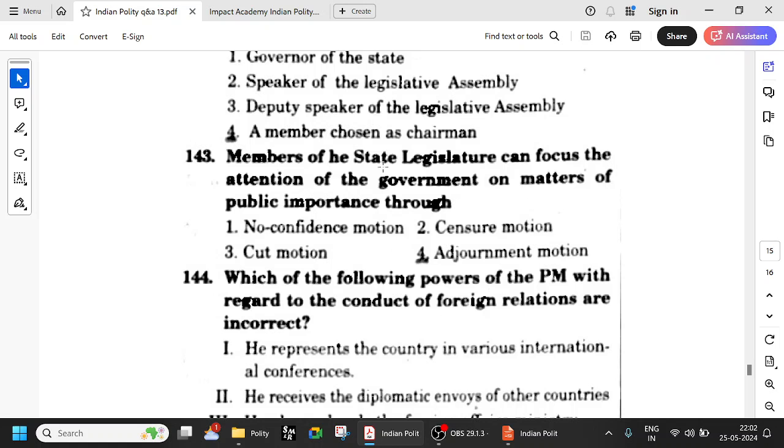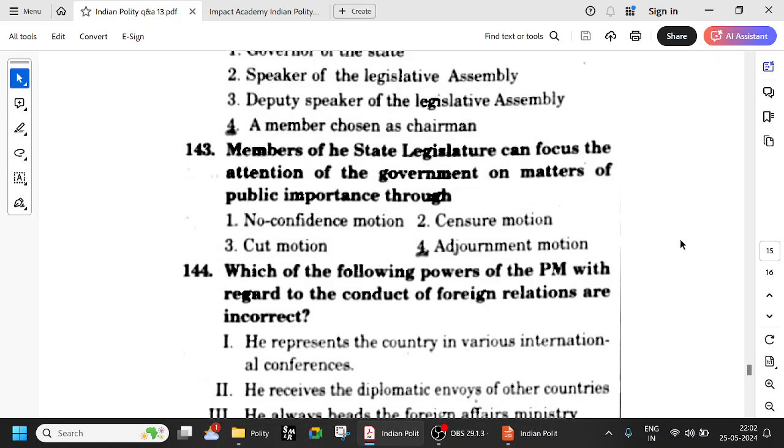So adjournment motion means members of the state legislature can focus the attention of the government on matters of public importance through an adjournment motion also. Mostly the opposition or someone doesn't accept the policy matters of the government and adjournment takes place. It can take place for a few hours, few days or few weeks. Adjournment sine die means for that particular day it is over, and prorogation means that particular session is completely over. That is the difference between adjournment and prorogation.